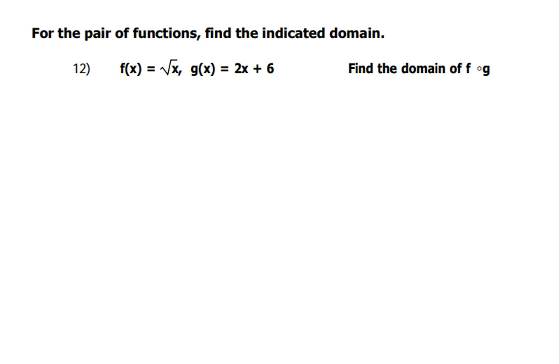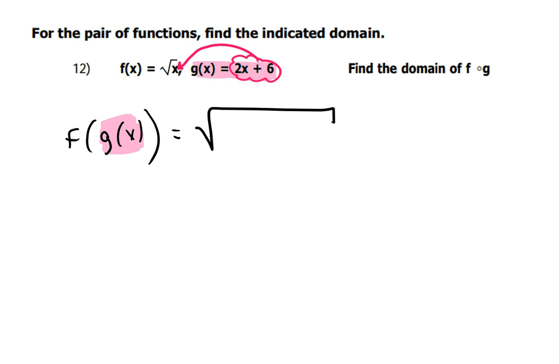This one wants you to find the domain of f of g of x. So it's f of g of x. Okay, and g of x is 2x plus 6. So you're going to put the 2x plus 6 into the f function. So all of this is going to go right here where the x is. So you're going to have the square root of 2x plus 6, which can't be simplified.